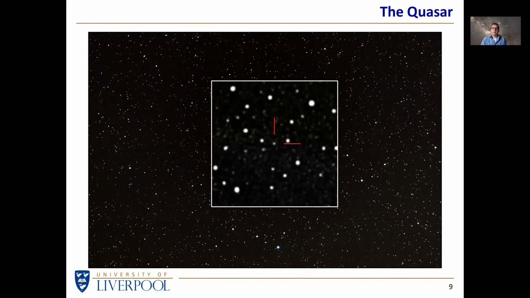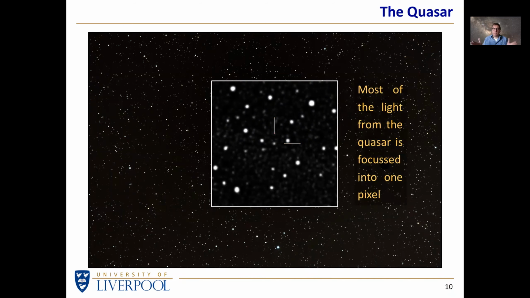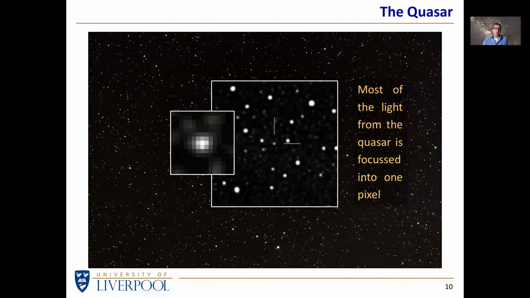And there it is. So yes, it is possible to capture a quasar using the camera that I've described, a conventional digital SLR camera plus a telephoto lens. There isn't much there in the sense that that image is barely 1 pixel. Most of the light from the quasar, it looks like I have managed to focus it correctly, most of the light from the quasar is focused into 1 pixel and a tiny amount of light has gone into the neighboring pixels.